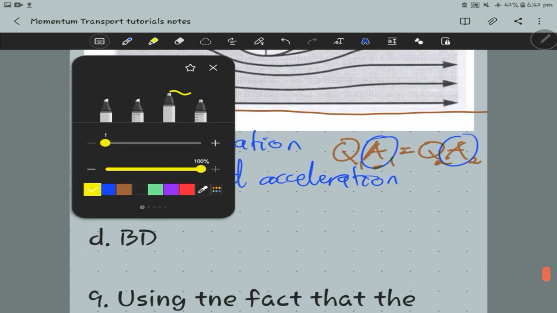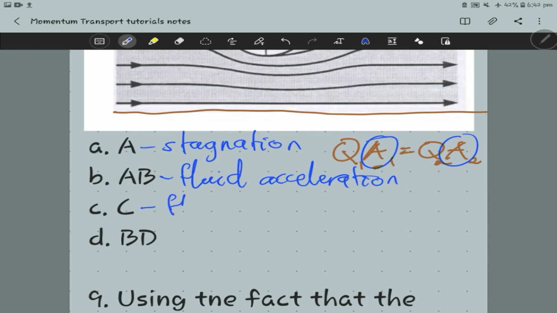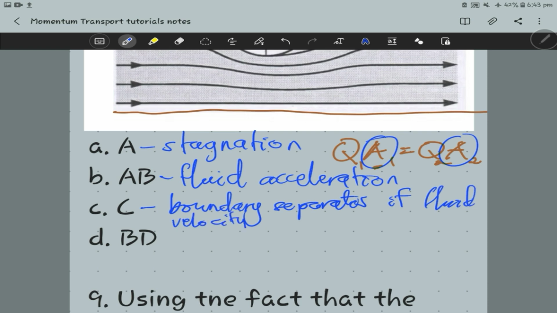What happens at C is that the boundary layer, which is basically the fluid, separates, if the fluid velocity is very high. So that's what's happening at that side.